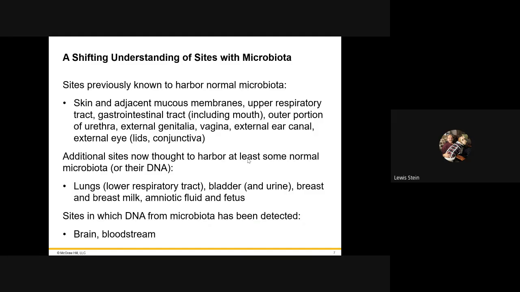When I teach this, we look at where we know they are: skin, linings, the start of the upper respiratory tract, throughout the GI tract, the outer urethra, external genitalia. All of those are pretty well known. But now in the lungs, who knew? Typically, once the urethra got into the bladder, we thought there wasn't a problem, but now we see microbes there too, unless it's introduced there. Breast milk, amniotic fluid, and the fetus itself. It's quite amazing. And now we're even finding things in the brain and bloodstream, which is such a foreign idea.